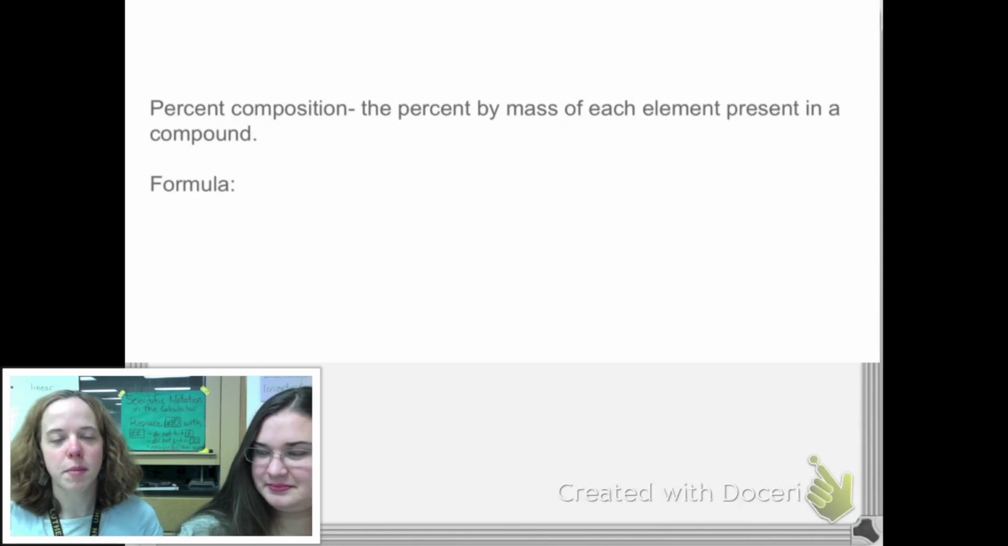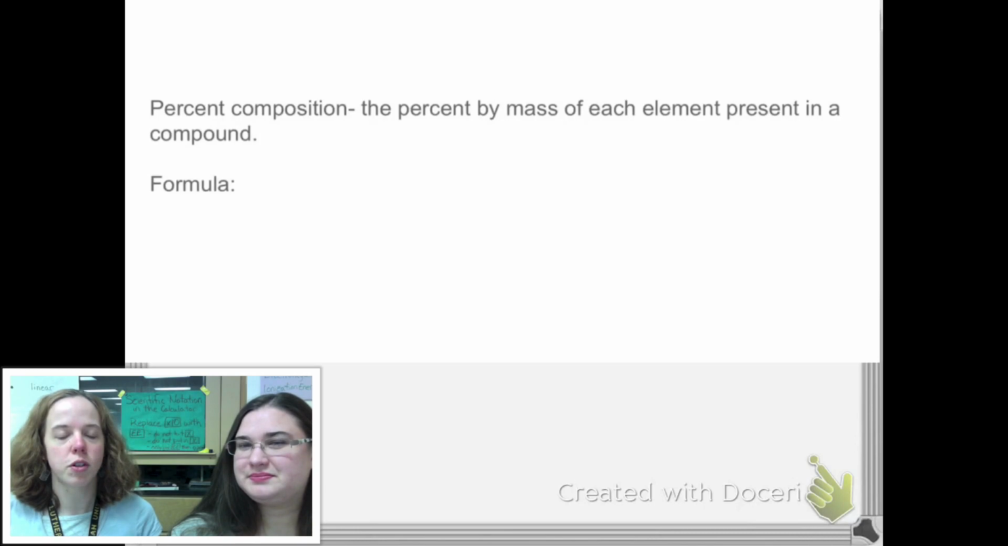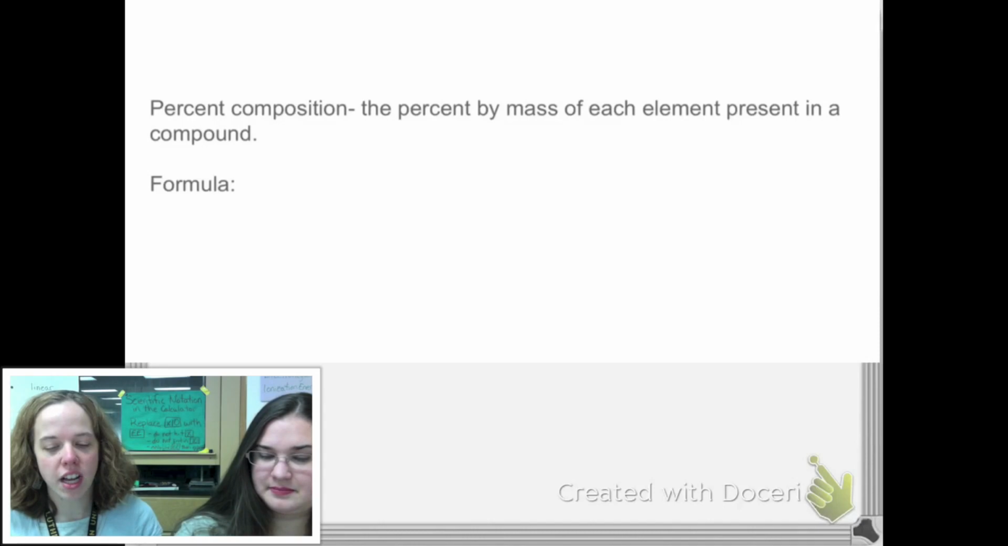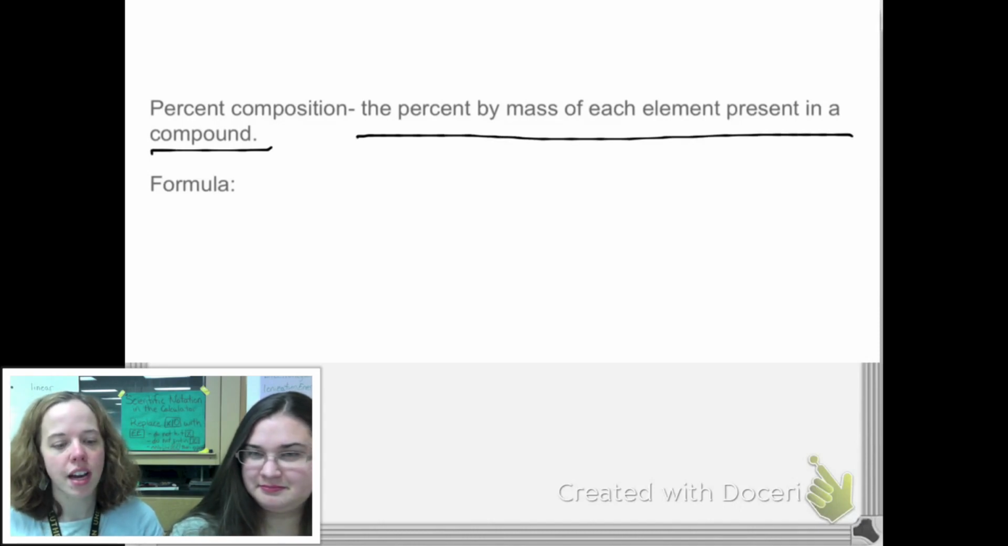So today we're talking about something a little bit different than what we've been doing. We've been doing a lot of converting between moles and mass and parts and all that. What we're going to look at today is percent composition. And percent composition is the percent by mass of each element present in a compound. Our math for this is actually pretty simple.